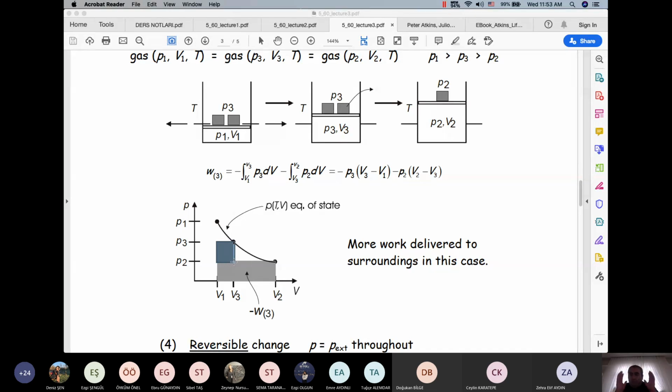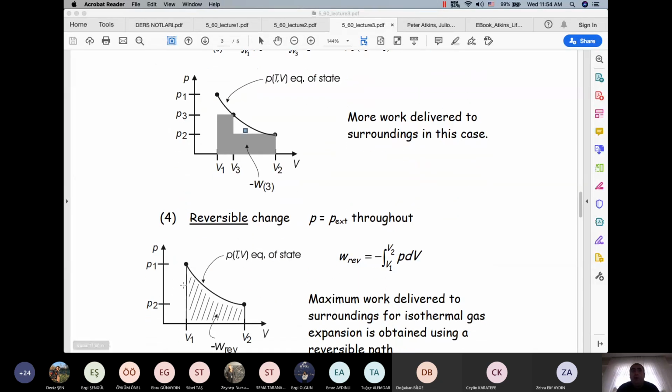If I increase the intermediate steps more and more, I will end up getting some more energy over here, some more energy over here, and even some more energy here. So eventually I will end up getting a whole area like this. This is the maximum work that I can get out of this transition, this transformation from state 1 to state 2, right? And this is called a reversible process.